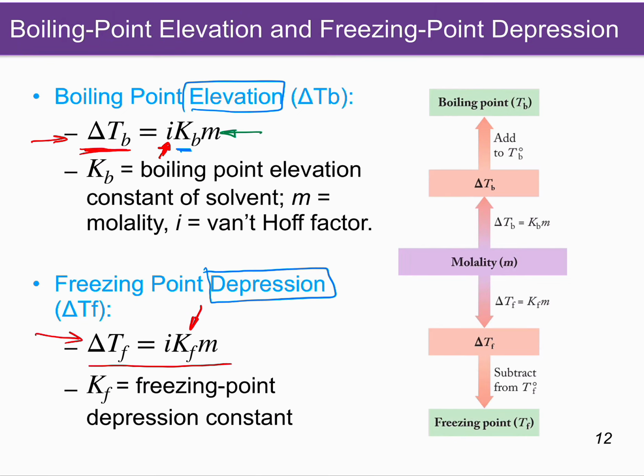So whenever you're trying to figure out the new boiling point, you'd have to take the pure liquid boiling point and add to it the change in the boiling point. If it was a freezing point depression, you would take the freezing point of the pure compound and then subtract the change in the freezing point.